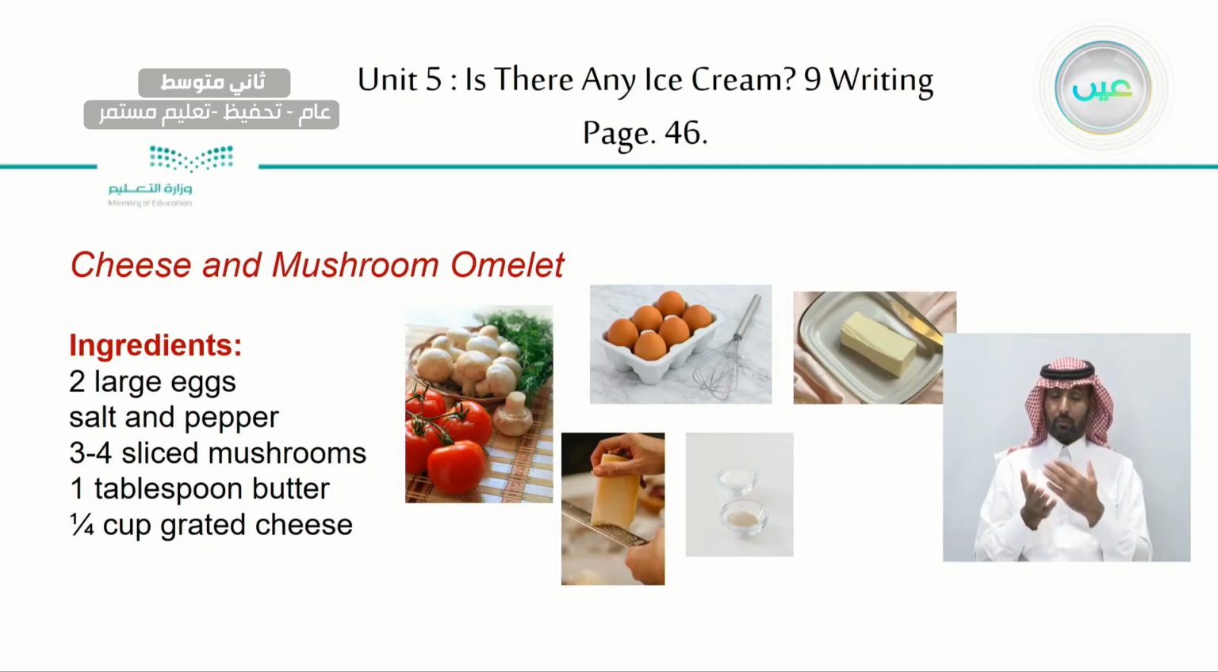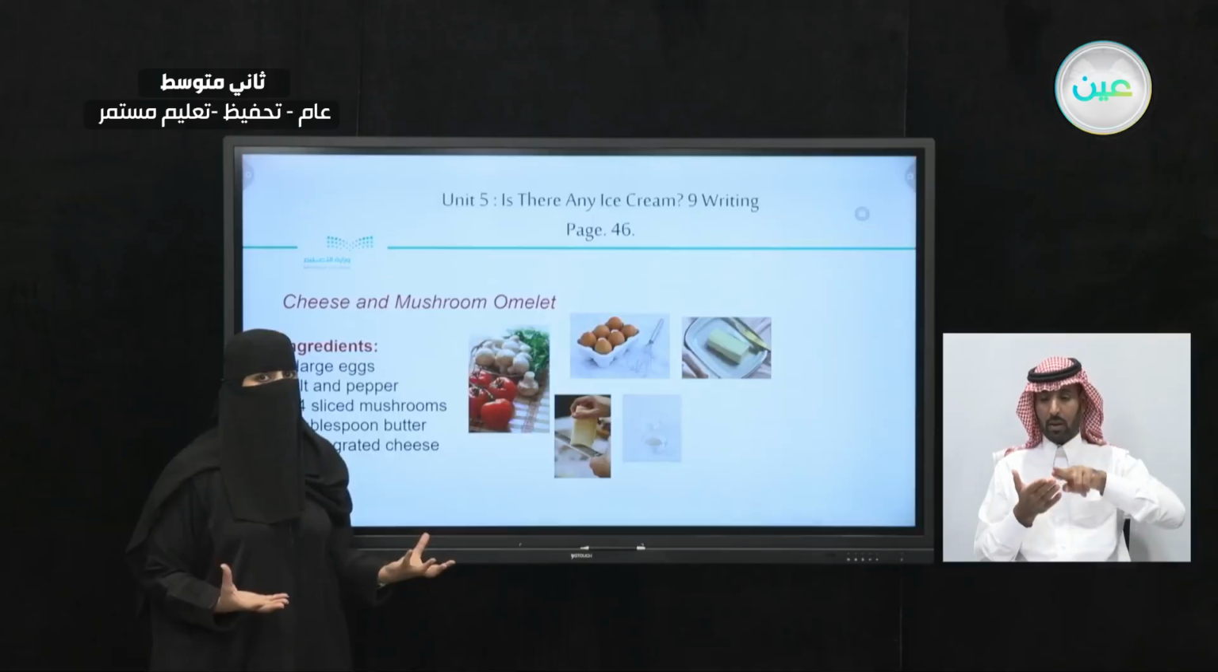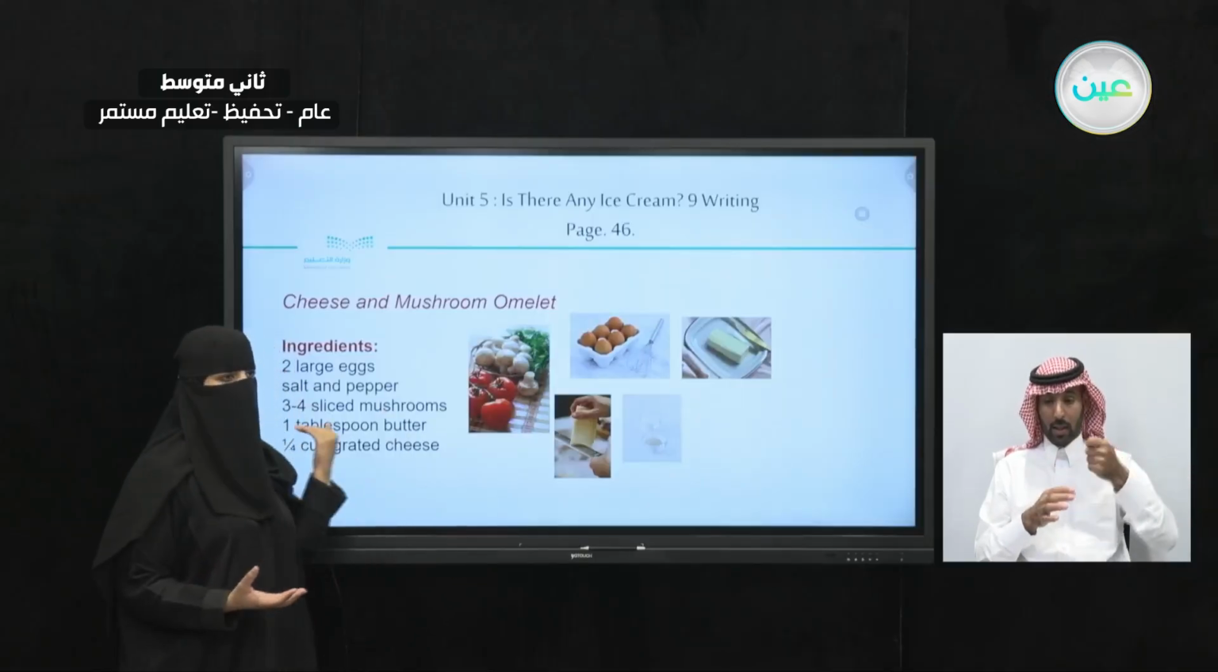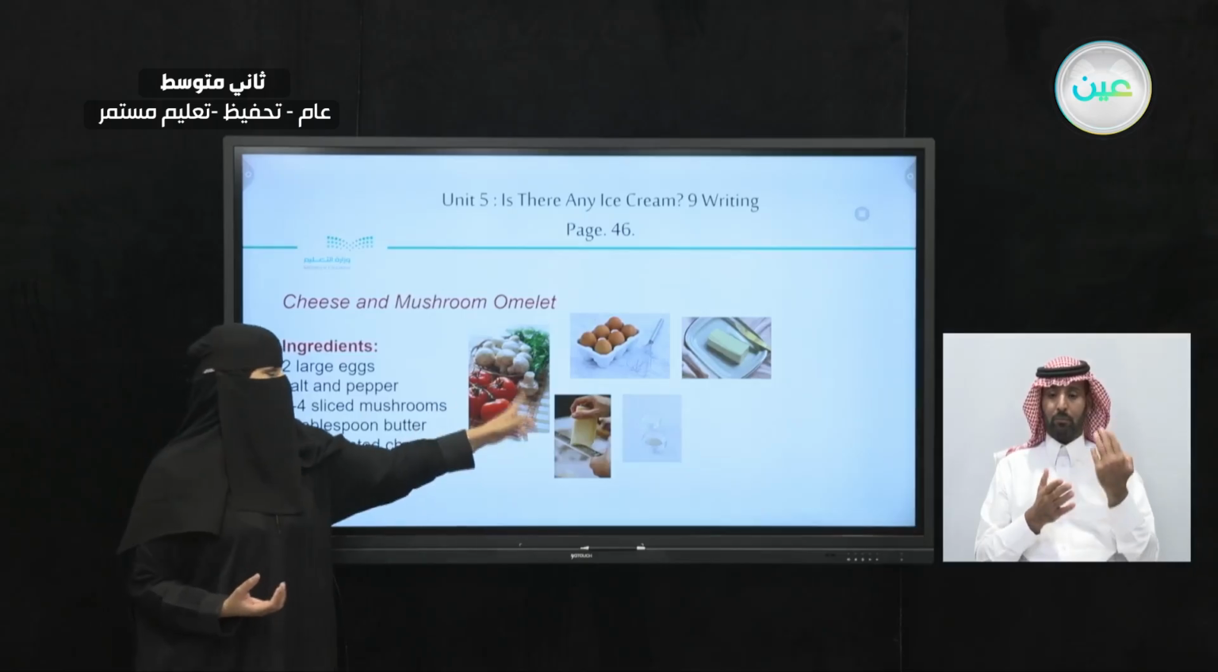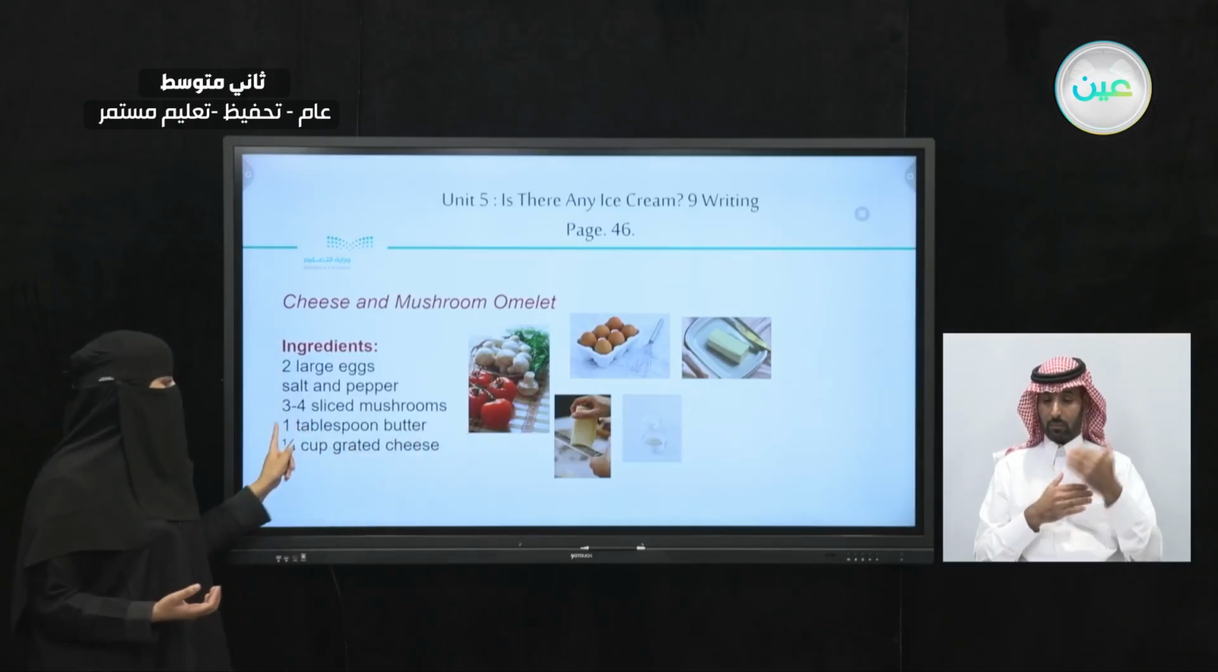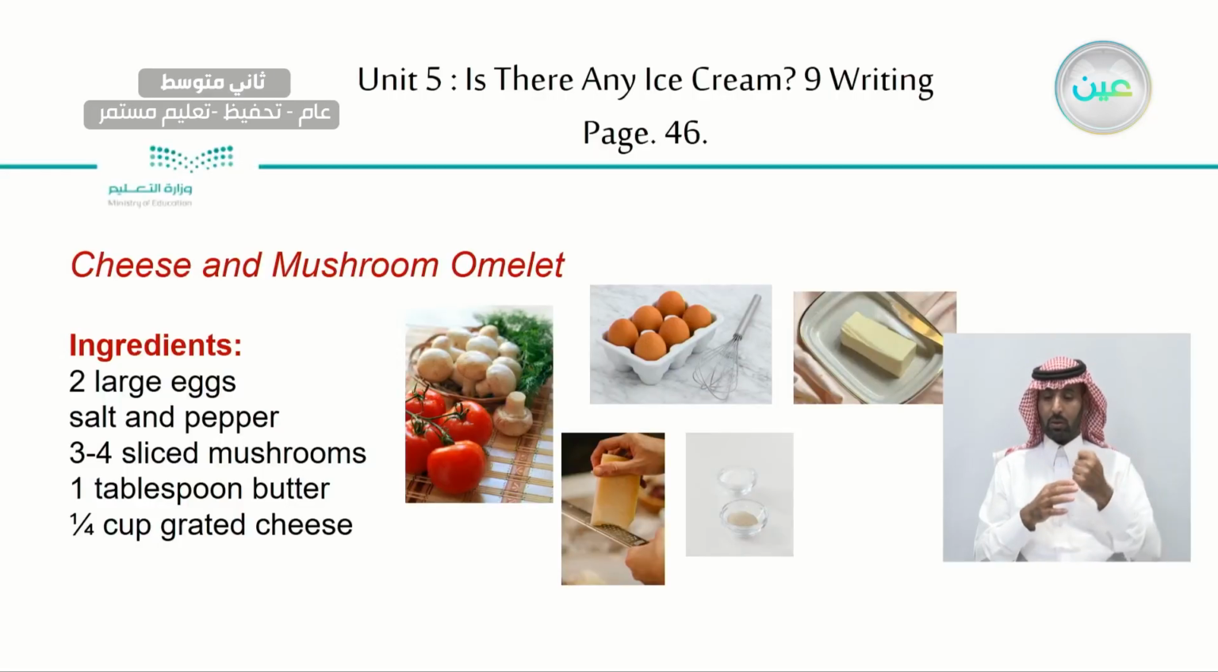It's not going to ruin the recipe. Here we have 1 tablespoon of butter. What is the quantity of these ingredients? We can see it before the noun or the ingredient itself. So 1 tablespoon of butter, and finally here 1/4 cup of grated cheese. A fourth of a cup of grated cheese.